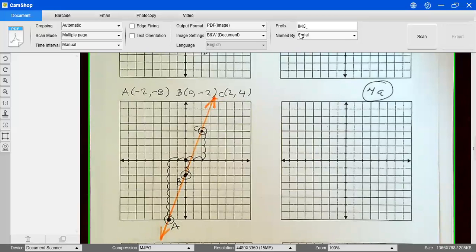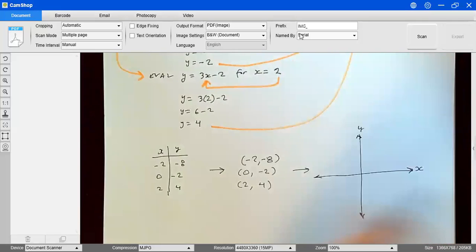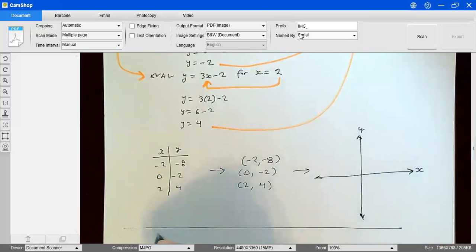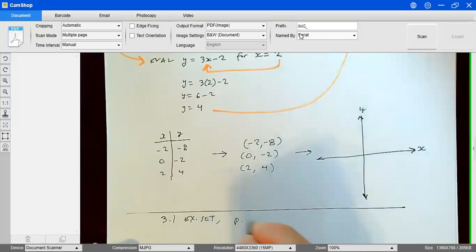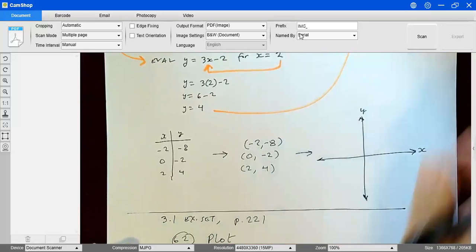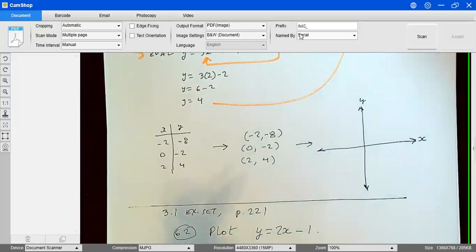So I'm going to assign you just a line that you're going to plot, and then we're going to move on to the next section. Okay. So for this section, you're going to work on the 3.1 exercise set. So this is the last exercise corresponding to the section. This is on page 221. And you're going to plot, that's exercise 62, the linear equation y equals 2x minus 1. So plot this line. So I'm going to give you 10 more minutes.